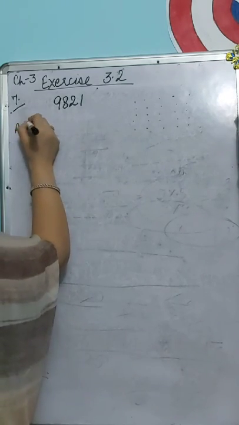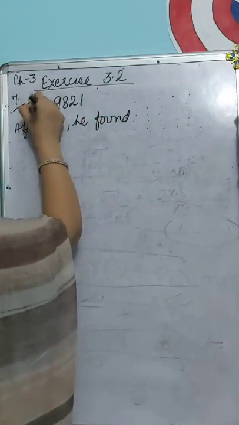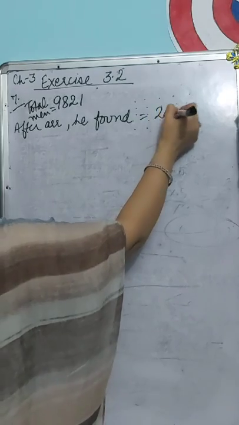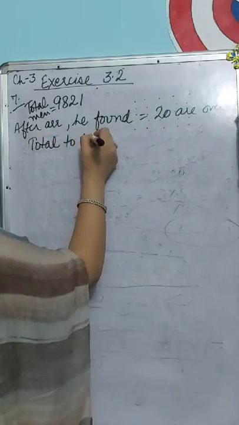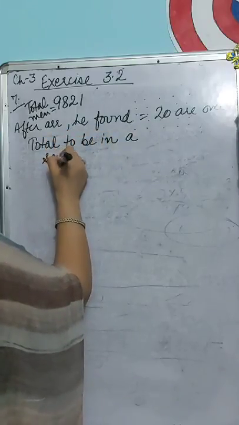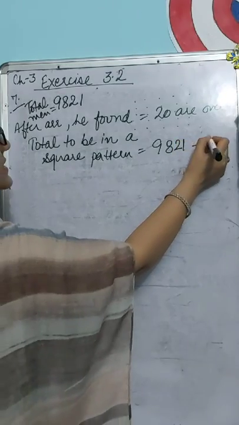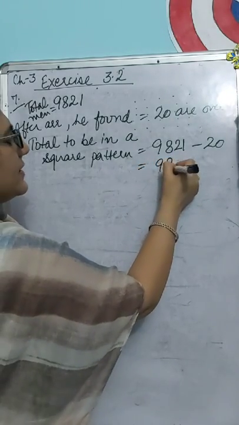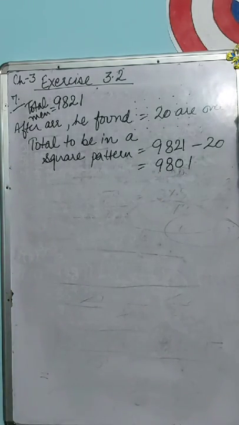After the arrangement, he found that 20 are over. So the total to be in a square pattern is 9821 minus 20. The 20 that are left over, we will subtract first, so what we will get is 9801. Now this 9801 will be the total if we make these men stand in a square pattern.